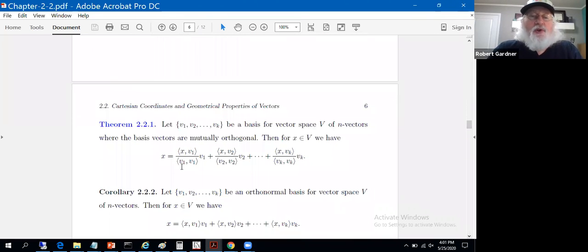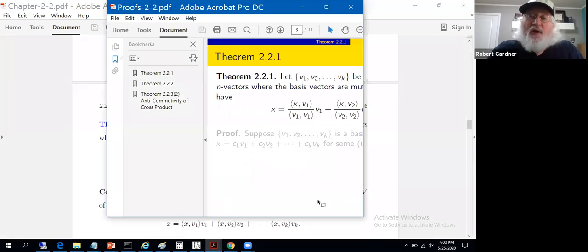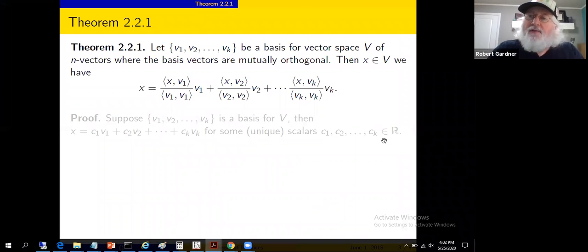So the claim in theorem 2.2.1 is: take a basis, v1 through v sub k, for a vector space V, a subspace of Rn, where the basis vectors are mutually orthogonal. So it's an orthogonal basis, not an orthonormal basis. Then the claim is x is this linear combination of those v sub k's. So this is how you find the coefficients in an inner product space when you have an orthogonal basis. Let's look at the proof of that, because you do the same thing in sophomore linear algebra. This is quite straightforward.